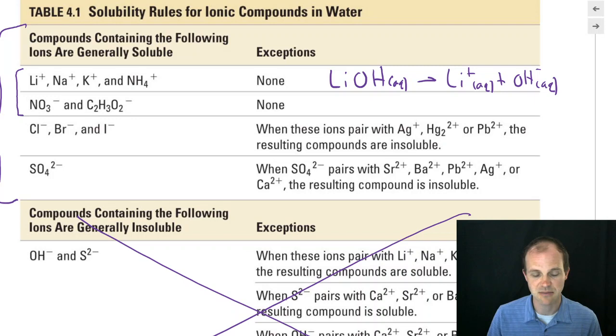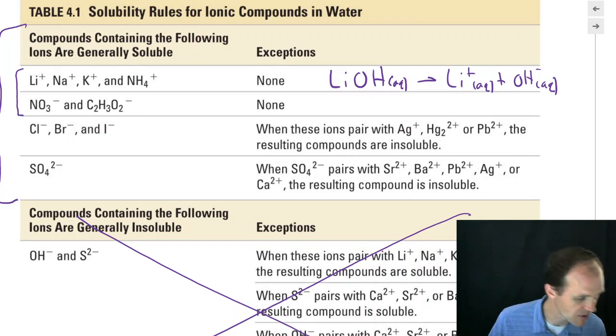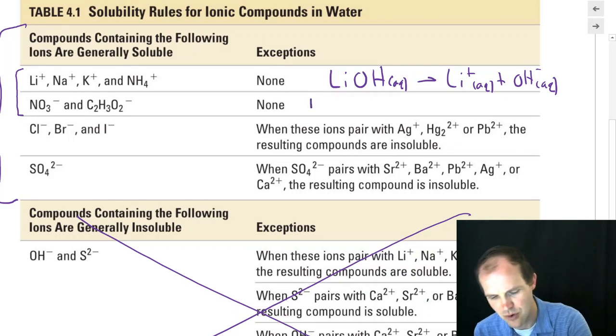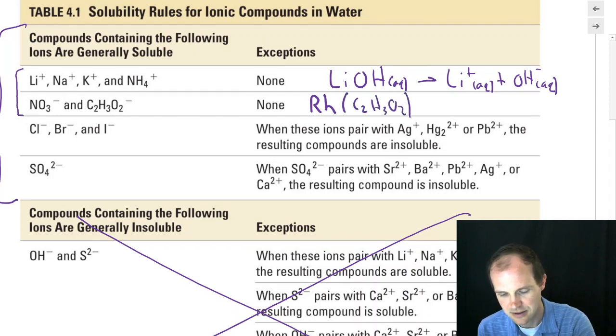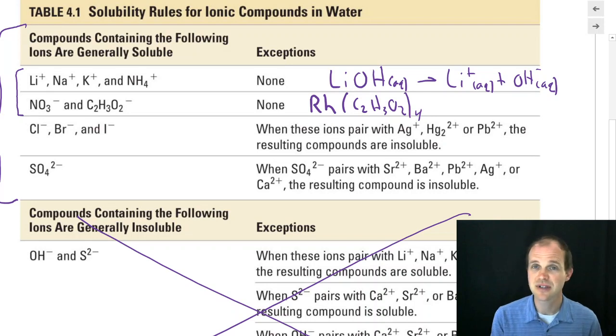Sodium, potassium, ammonium. The anions that are important to memorize are nitrate, NO3-, and acetate. Those are always soluble as well. So even if I have some weird transition metal on the periodic table that we don't use very often, like rhodium, right? If we have rhodium(IV) acetate, and you say, oh, Professor Clements, is that soluble? The answer is yes.